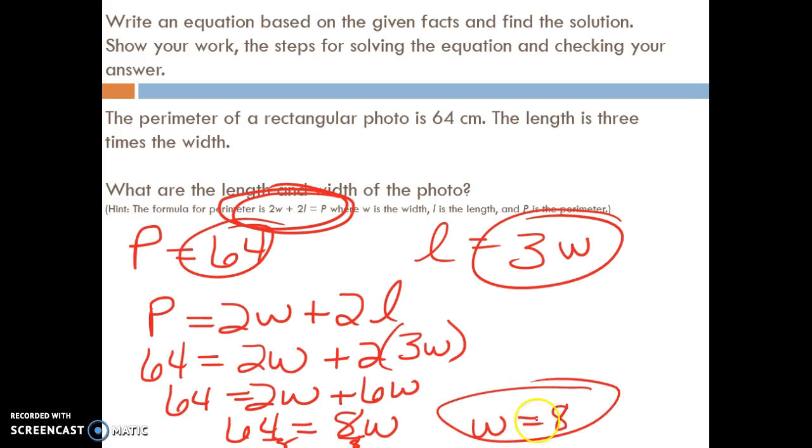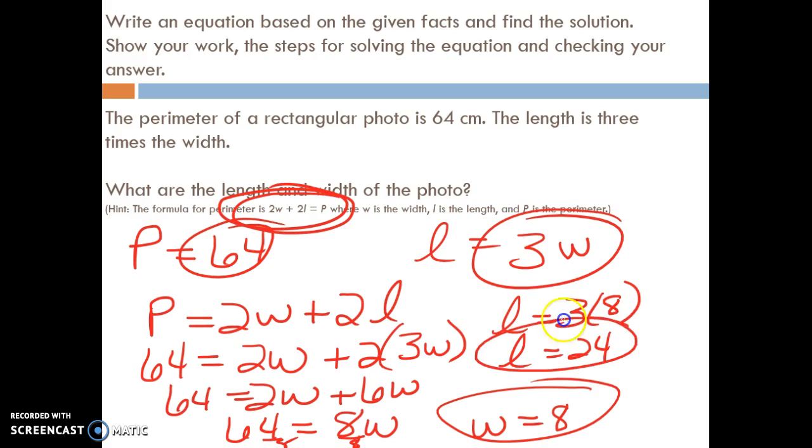If the W is equal to 8, the length is going to be equal to 24 by plugging it back into there. All right, I've worked through a similar problem to everything that you will see on the Unit 6 exam.